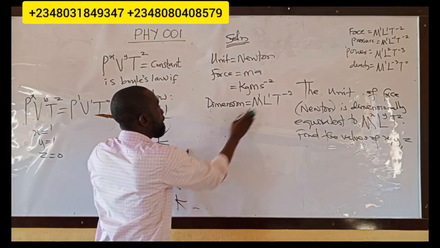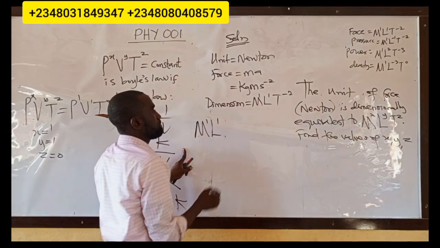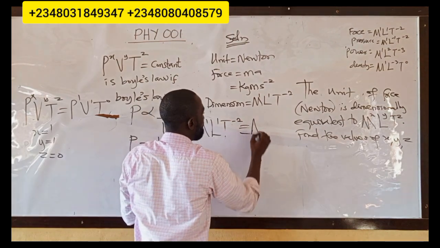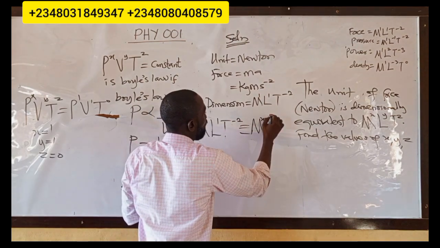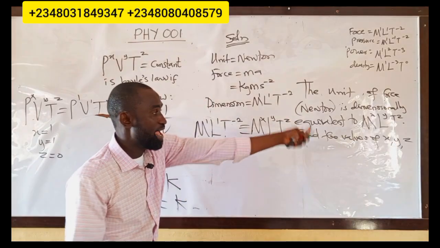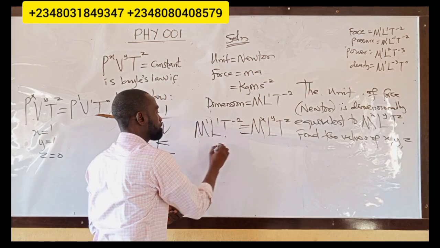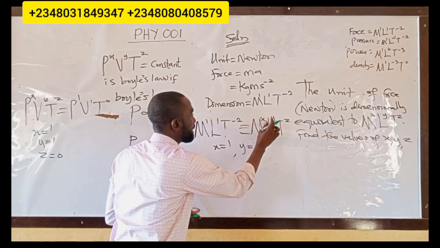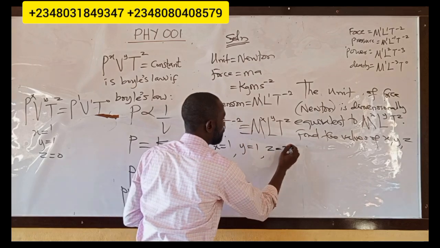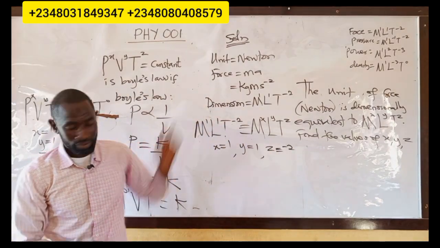That said, this is dimensionally equivalent to this one. It means our dimension M to the power 1, L to the power 1, T to the power minus 2 is equivalent to L raised to power x, L raised to power y, T raised to power z. So what are the values of x, y, and z? You just compare and contrast. X is 1, y is 1, and z is minus 2. Is this one clear? So that's another question.